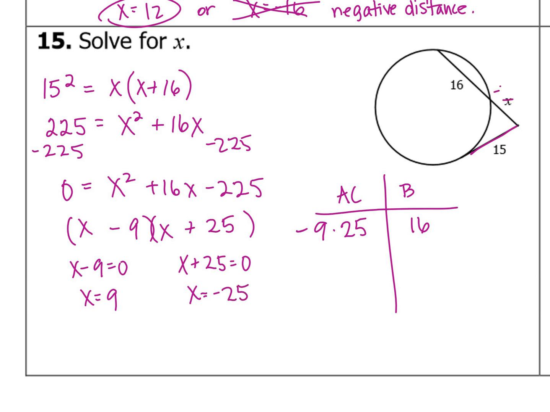Could x be negative 25? No. Again, we don't have negative lengths or distances. So x equals 9 is the only possible choice for that factoring.